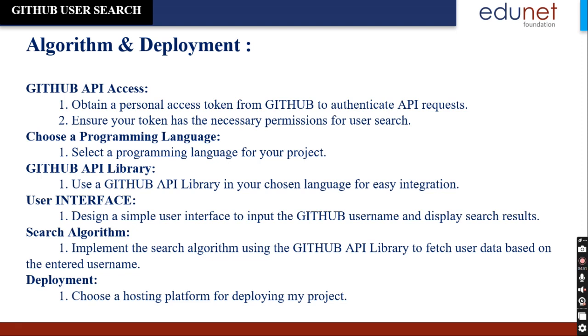Then choose the programming language. Select the programming language our project requires, like HTML, CSS, JavaScript, SQL, whatever it may be. GitHub API library. Use the GitHub API library in our chosen language for easy integration into our code. User interface. Design a simple user interface to input the GitHub username and display the search results. Then search algorithm. Implement the search algorithm using the GitHub API library to fetch user data based on the entered username. Deployment. Choose a hosting platform for deploying my project.